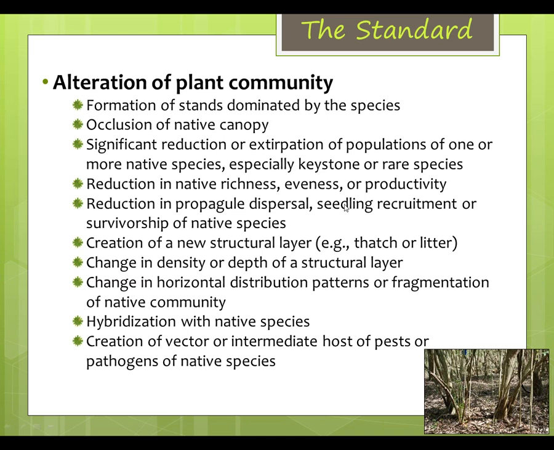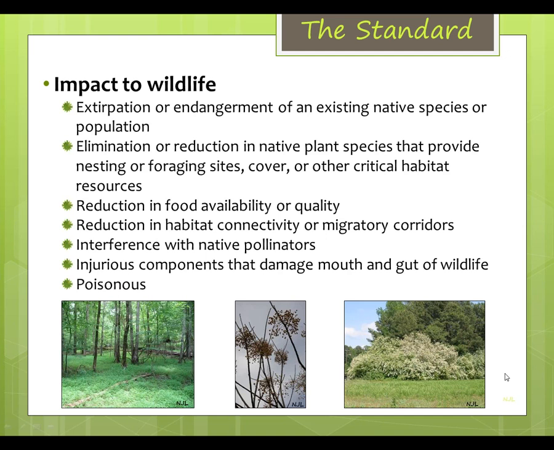And then alteration of plant community. It's a long list here, don't want to go through it all, but essentially formation of stands dominated by the species, reduction or extirpation of populations of native species, especially keystone or rare species, changes in richness and diversity, reductions in propagule dispersal, creation or changes in structural layers, changes in distribution patterns or fragmentation of native communities, potential for hybridization, or even creation of vectors or intermediate hosts of pests or pathogens of native species.